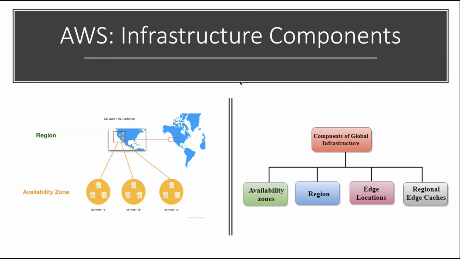Why serve users from the nearest possible location? Because it will be fast. Data has to travel less. Utilization of bandwidth will be better. Latency will be managed. So these are the reasons why AWS did it.